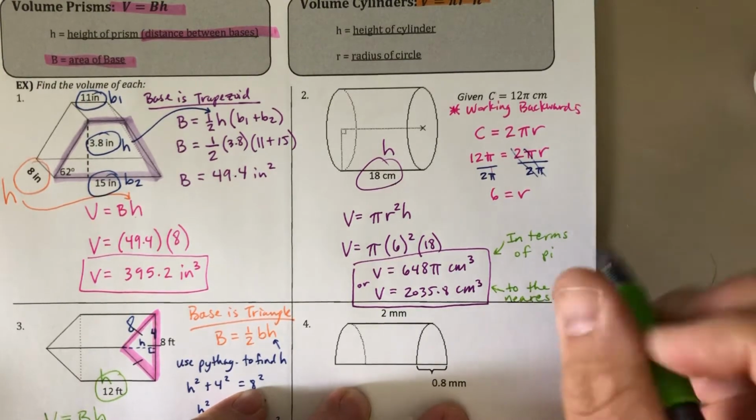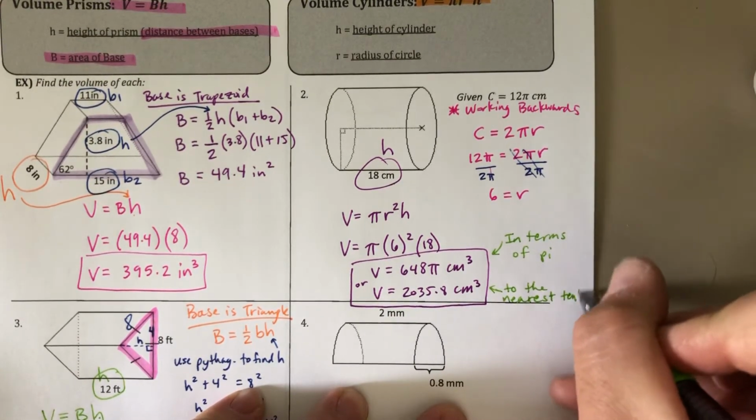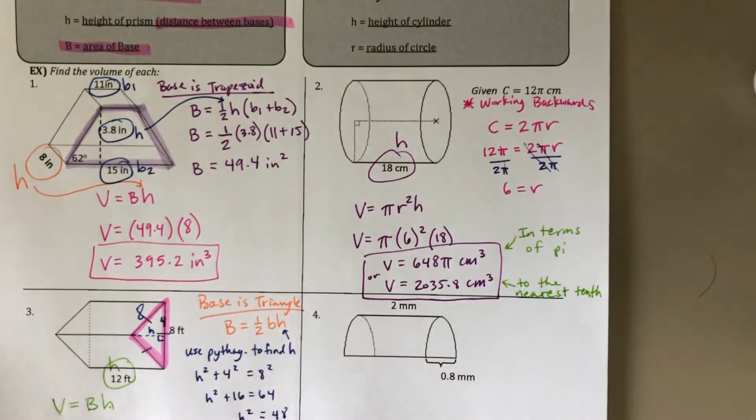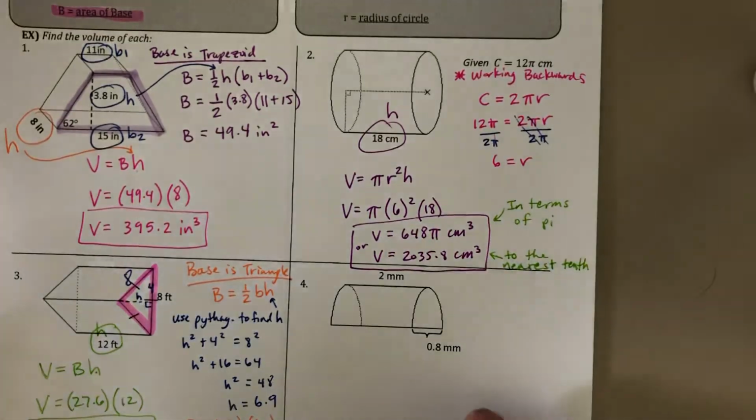Or rounded, however. You know, in this case I said to the nearest tenth, but maybe it would say the nearest whole number or something like that. So, okay, there's one example. Let's see one more example of these cylinders.